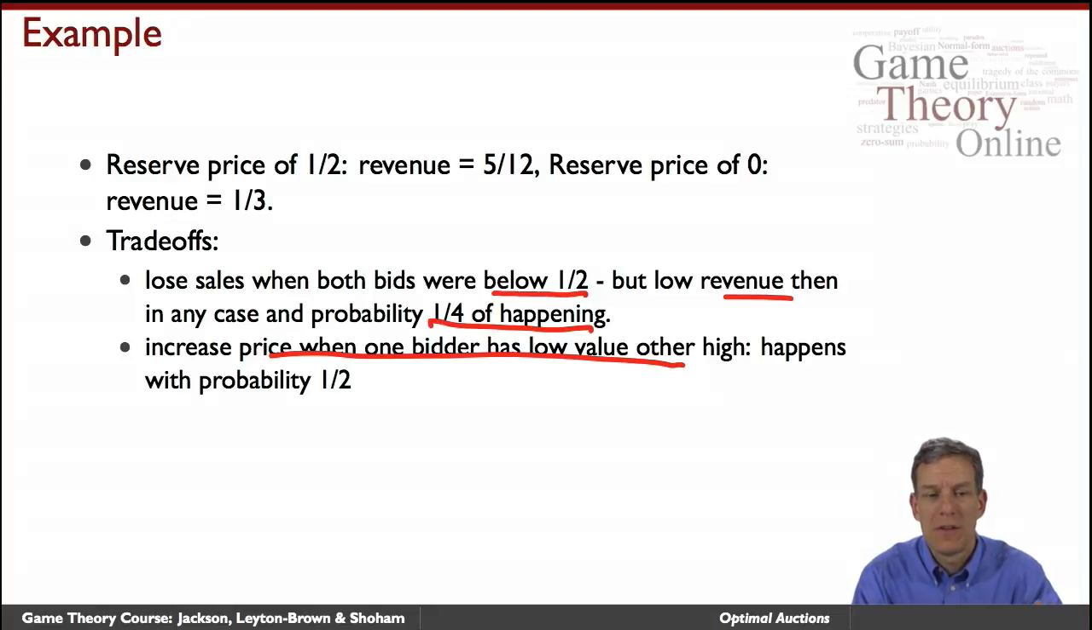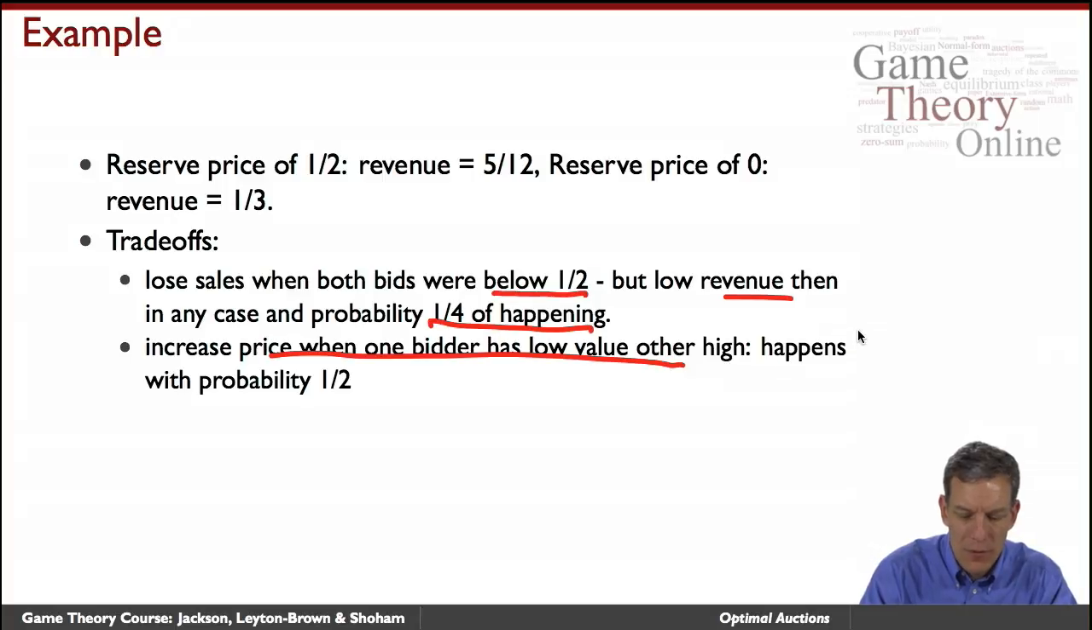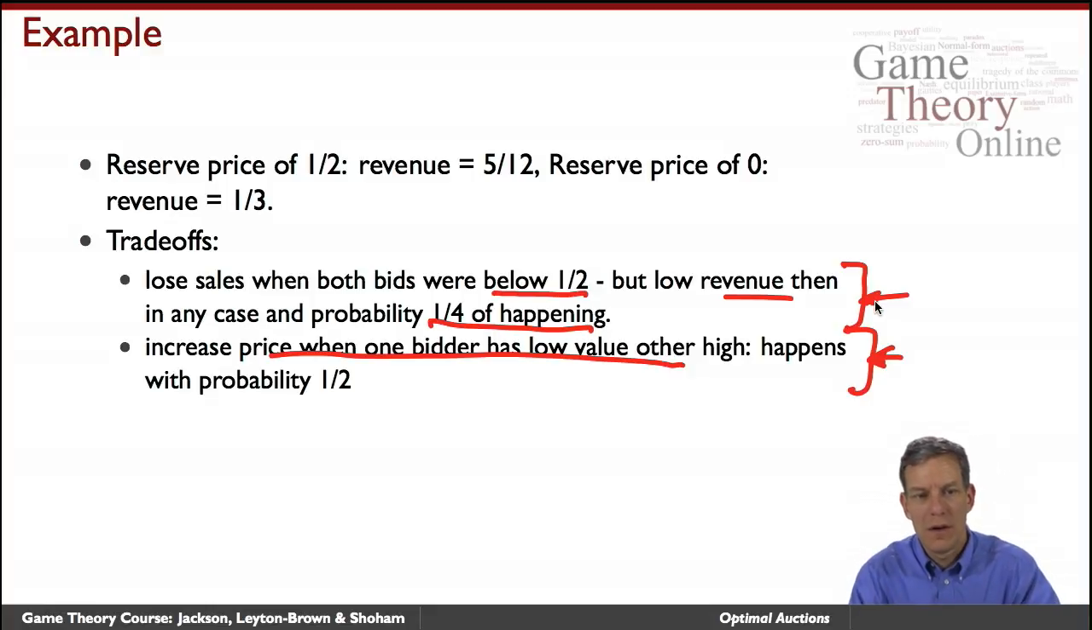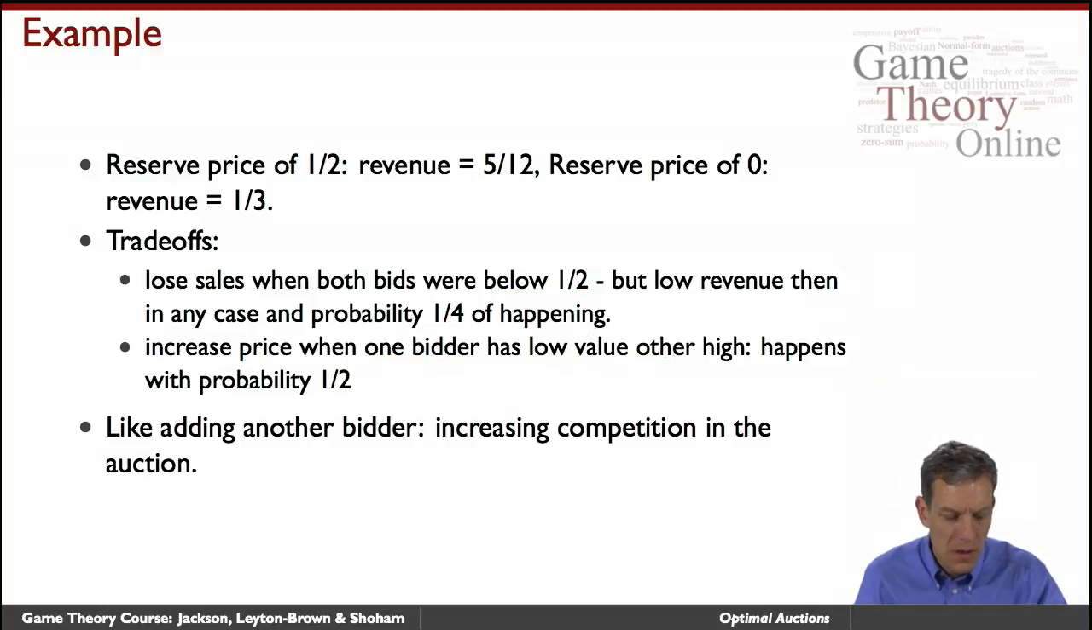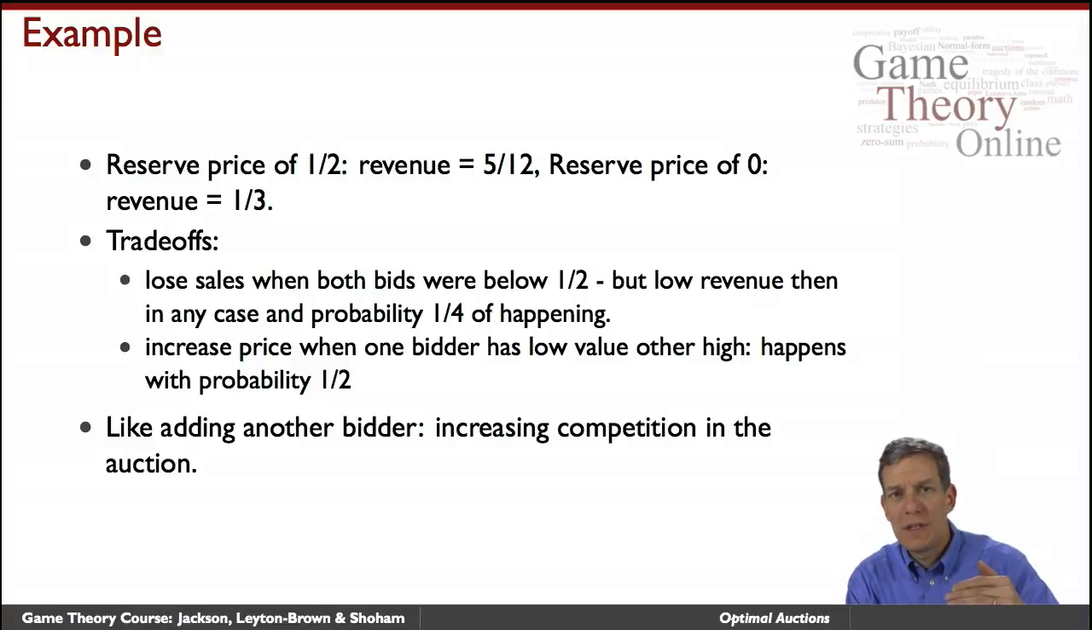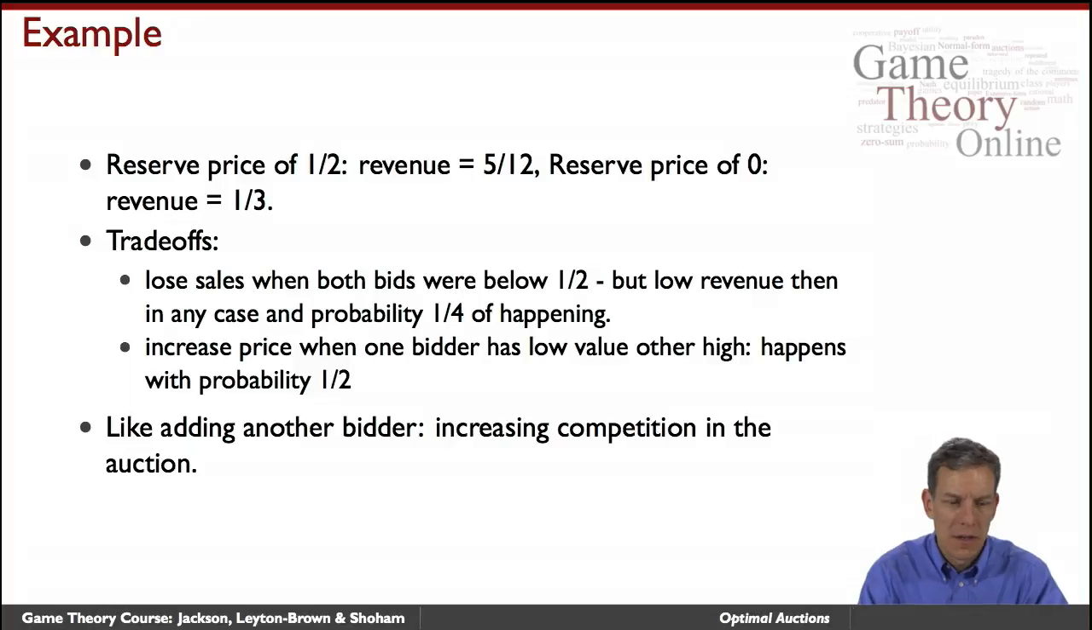And so in this case, increasing that reserve price led to higher revenue, because the increase you got from here more than offset the decrease you got by losing sales when both bids happen to be low. Okay, so you can think of adding this reserve price as if you're adding a third bidder. It's sort of increasing the competition in the auction, and even though the players know exactly where that reserve is, it's raising the overall revenue in the second price auction.